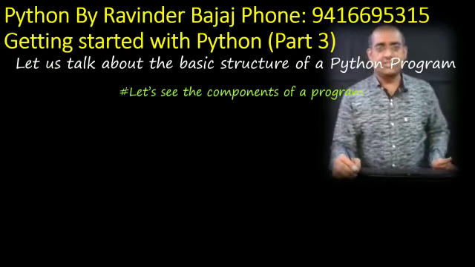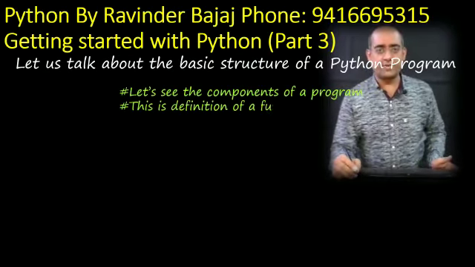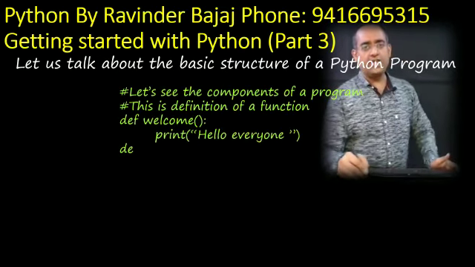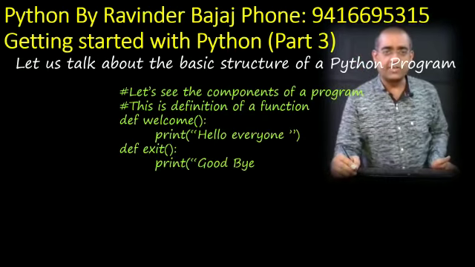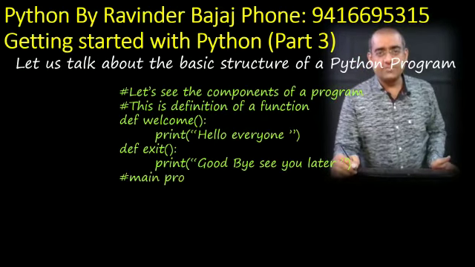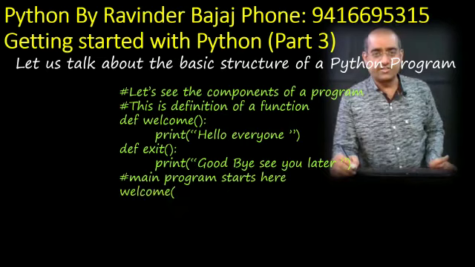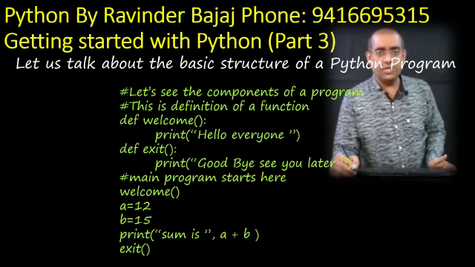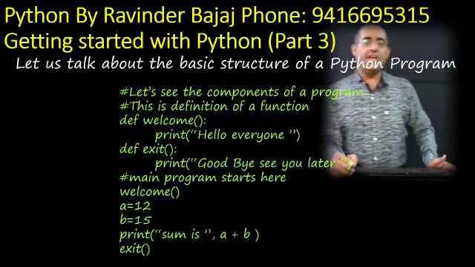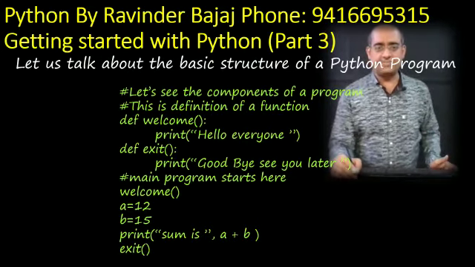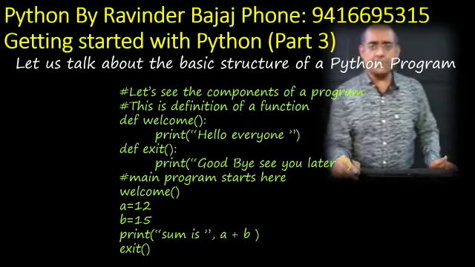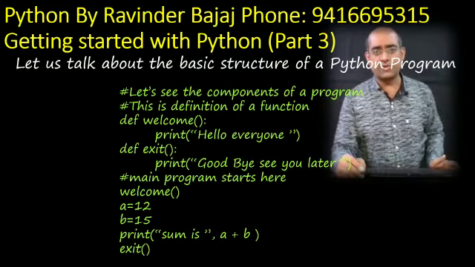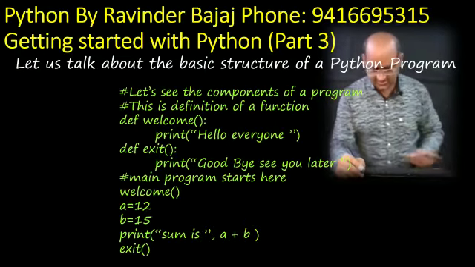This is hash. Let's see the components of a program. This is the definition of a function. Define welcome. Print hello everyone. Define exit. Print goodbye, see you later. Main program starts here. Welcome. A is equal to 12, B is equal to 15 and print sum is A plus B. Exit. Now this is a Python program and I'm explaining you line by line how it will work and what are the components out of these lines.